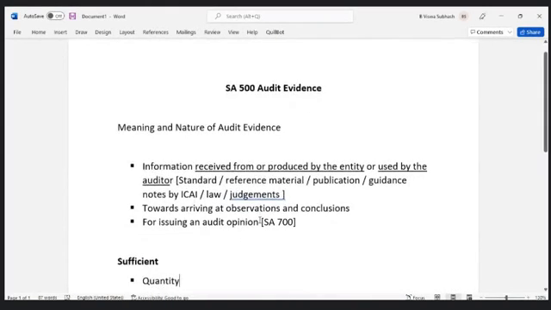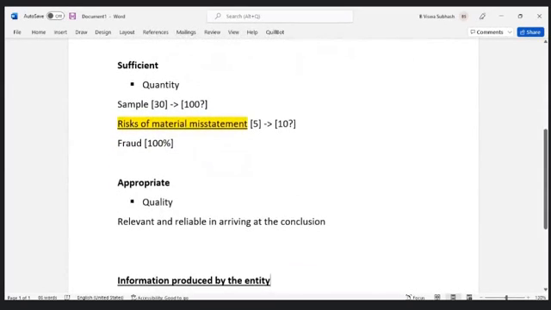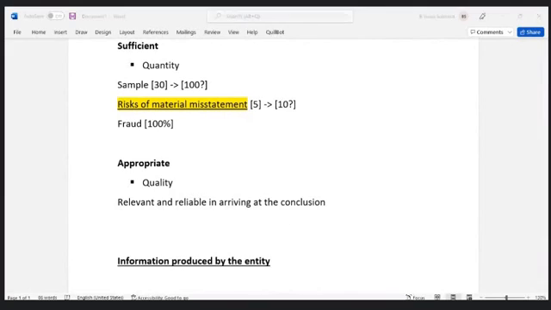Information received from or produced by the entity. Now, what does it mean when they say the information produced by the entity? Let's copy this.